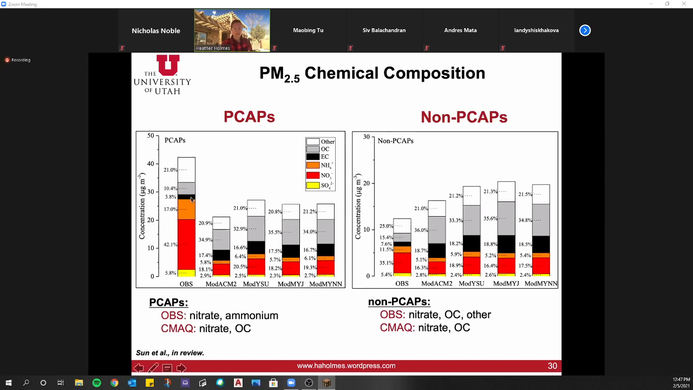So then if we look at the different simulations, the 4 CMAQ runs are on the right in both of these plots. We can see for non-PCAPs, we're actually overestimating a bit the PM concentration, but the distribution of the species is very similar to what we see in the observations. Whereas during the PCAPs, CMAQ is really underestimating the ammonium nitrate formation. It's still saying that the PM is largely driven by organic carbon and nitrate.